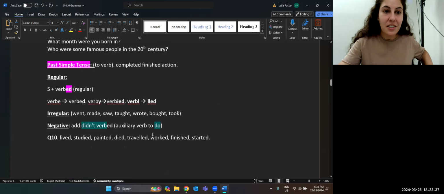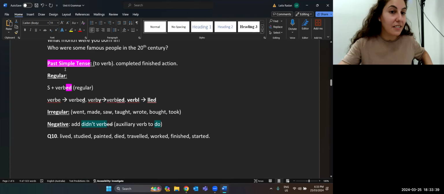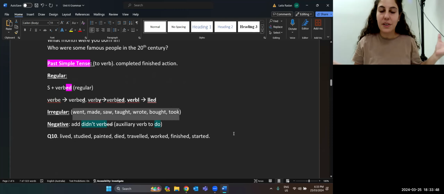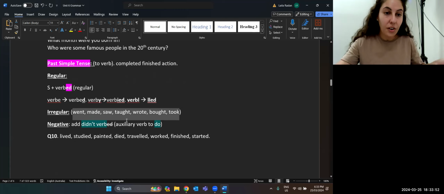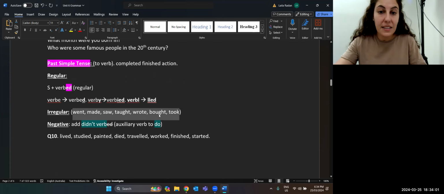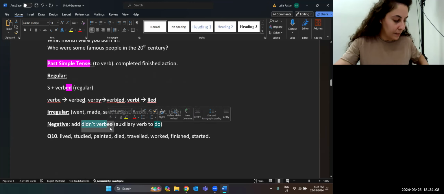Okay, so then we got to the past simple. We know this is for regular verbs. We add the ed. And irregular, just be careful. You have to look at a list of irregular verbs because there's so many of them and they all have their own rules. So to go is went, to make is made, to see is saw, to teach is taught, to write is wrote, to buy is bought, to take is took. And to make a negative sentence in the past, you say didn't, verb, no ed.